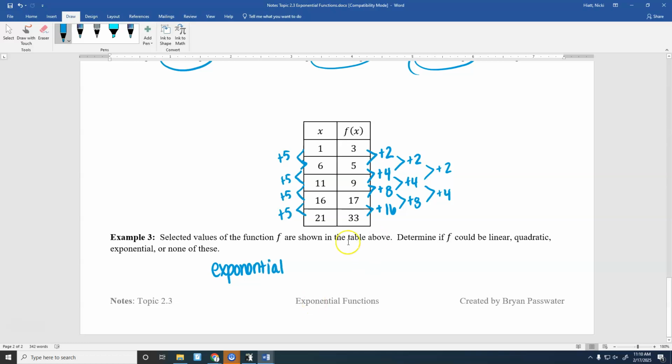Now, I'm not multiplying by 2. 3 times 2 does not give me 6. But if I look at my differences, 2 times 2 gives me 4. 4 times 2 gives me 8. 8 times 2 gives me 16. It looks like I've got 2 to the x power. The function you're going to have here is 2 to the x power plus 1. So this is a situation where you'd have a shift up or down.